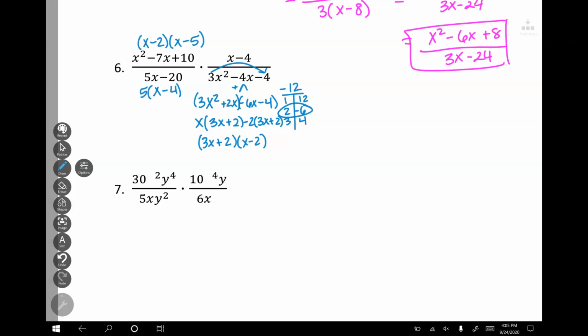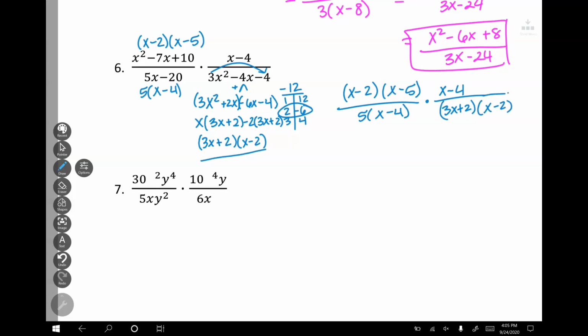All right, so I'm going to go ahead and rewrite all of this out now that I have factored everything. So I've got an x minus 2 times x minus 5 over 5 times x minus 4 multiplied by x minus 4 over 3x plus 2, just getting this that we just factored, times x minus 2.